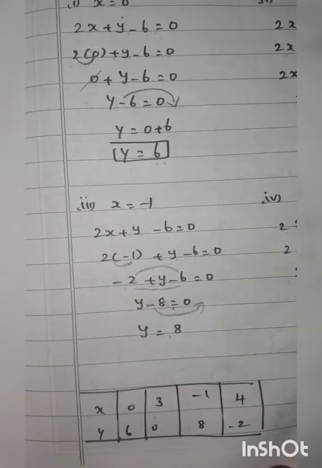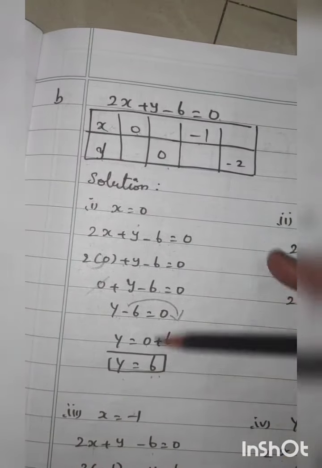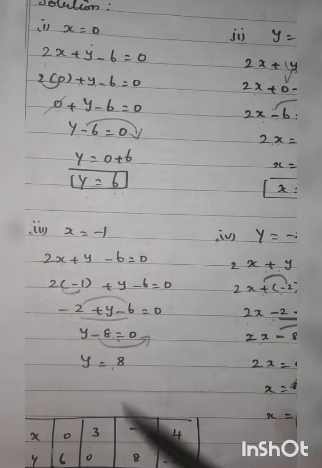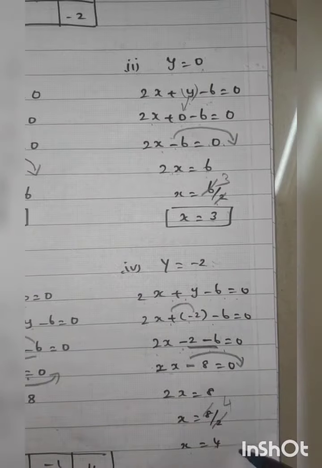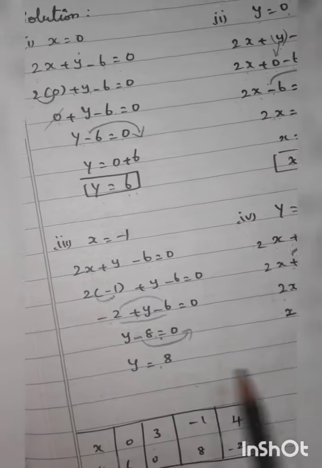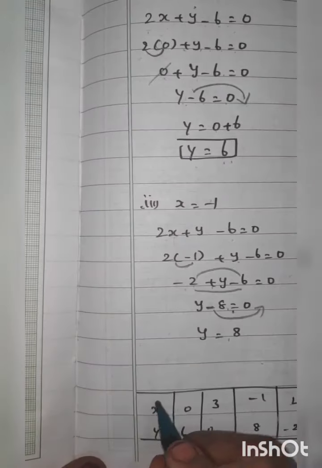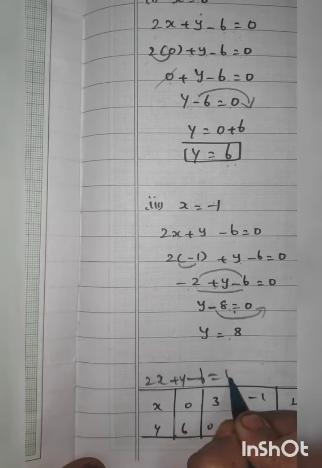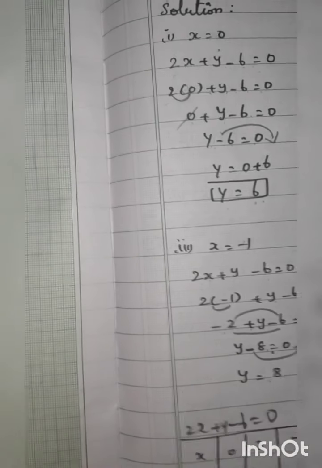Now what is the column that is given? 0, 0 for what is the answer? 6, right? 0, 6. Next down, 0 up, what is the answer? 3. So 3, 0 you write. Next minus 1, 8. Minus 2, 4. You fill the column. What is the equation that is given? 2x plus y minus 6 equal to 0, for that answer you write it there. Next question.